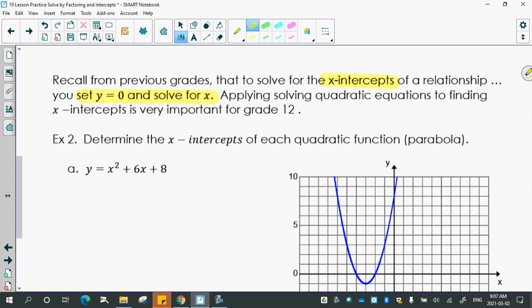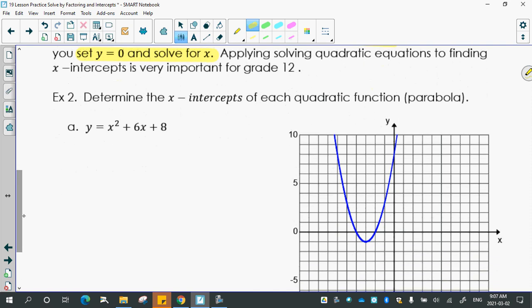Okay? Determine the x-intercepts of each quadratic function or parabola. We want the x-intercepts. So I did a Desmos, or I did a handicap graph so you know what they should be, but we've got to be able to figure them out ourselves. You're not always going to get the answer on the side, right? So we said set y equal to 0. Solve for x. So if I set y equal to 0, I have this.